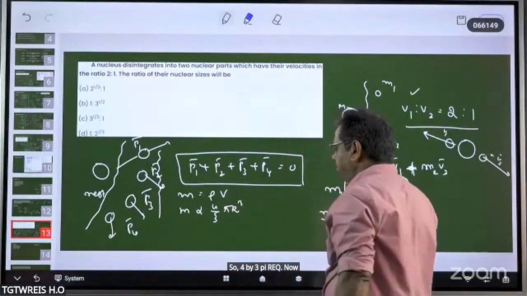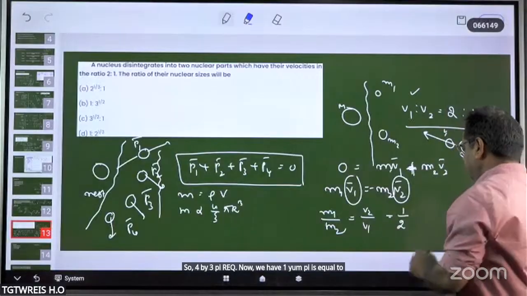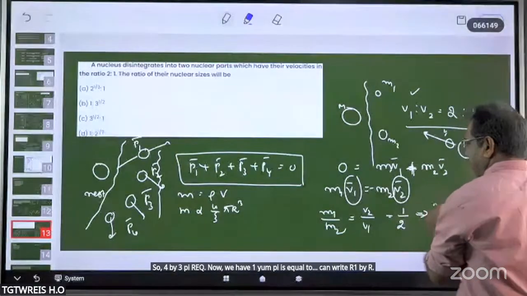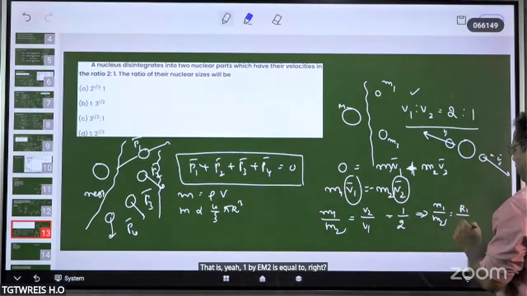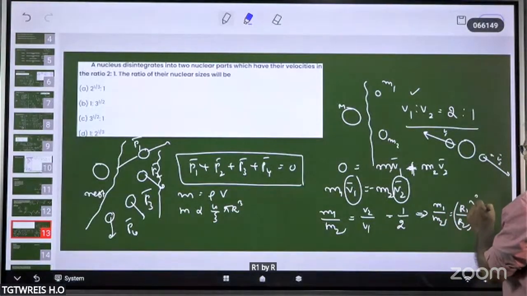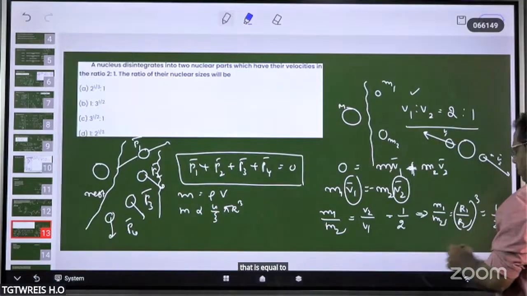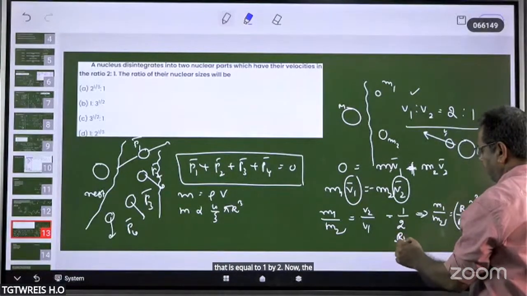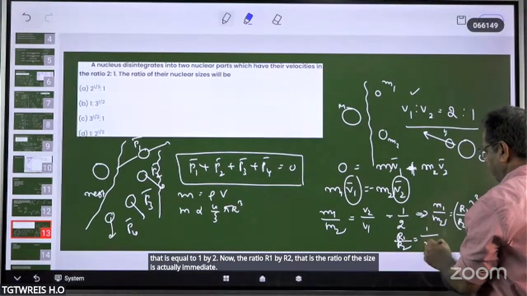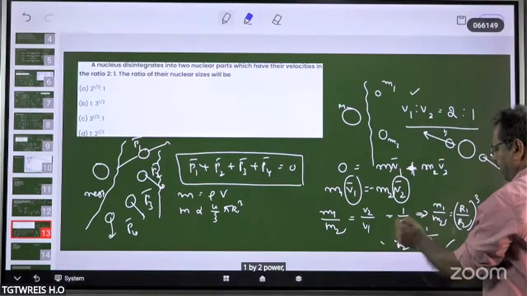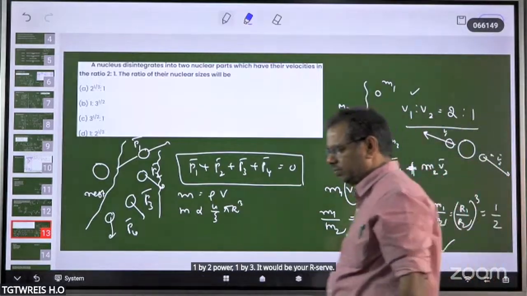Now m1 by m2 is equal to r1 by r2 whole cube. That is equal to 1 by 2. Now the ratio r1 by r2, that is the ratio of these sizes, you will get 1 by 2 power 1 by 3. It would be your answer.